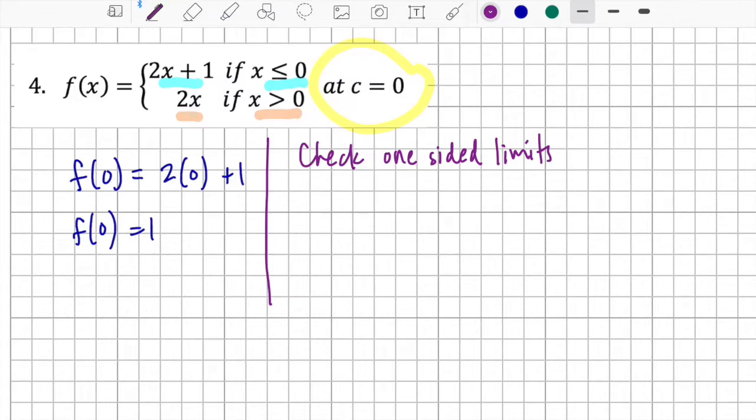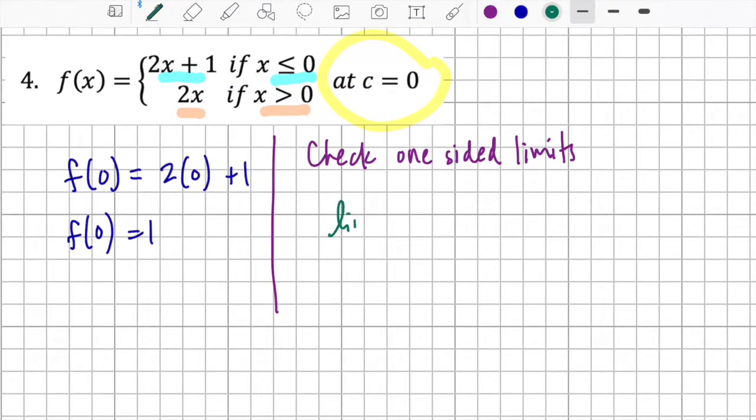We need to make sure that they are equal to each other. So let's get started checking that. So the first thing we want to do is check the limit as x approaches 0 from the left. Now, we have two options, either 2x plus 1 or 2x. So what I want you guys to do, to make sure you're picking the correct one, think of the number line. We've done this before. Just think of the number line. The key point is 0.